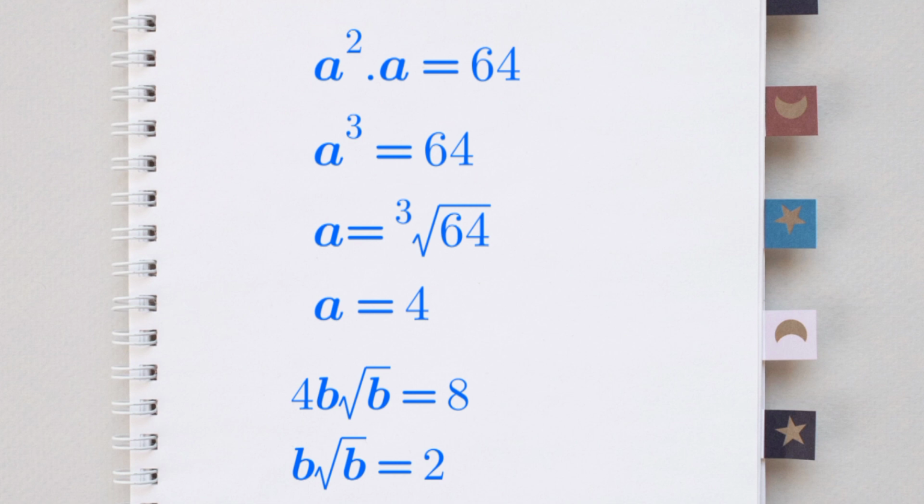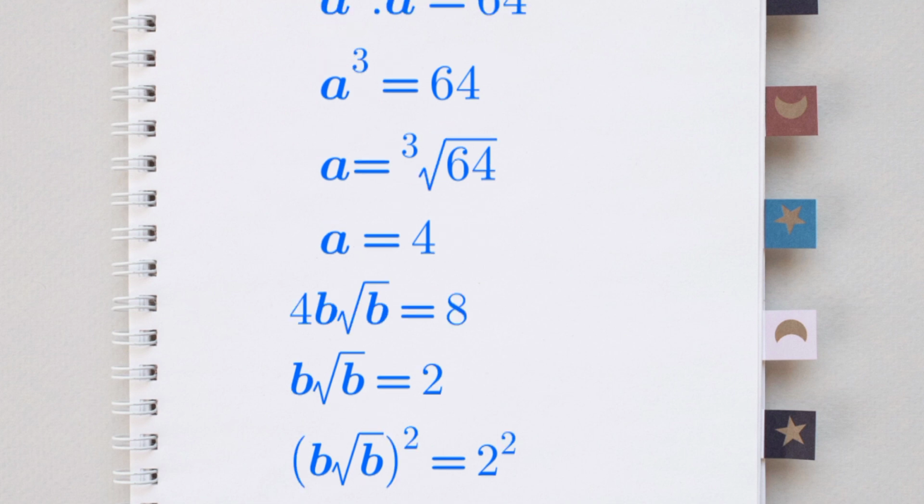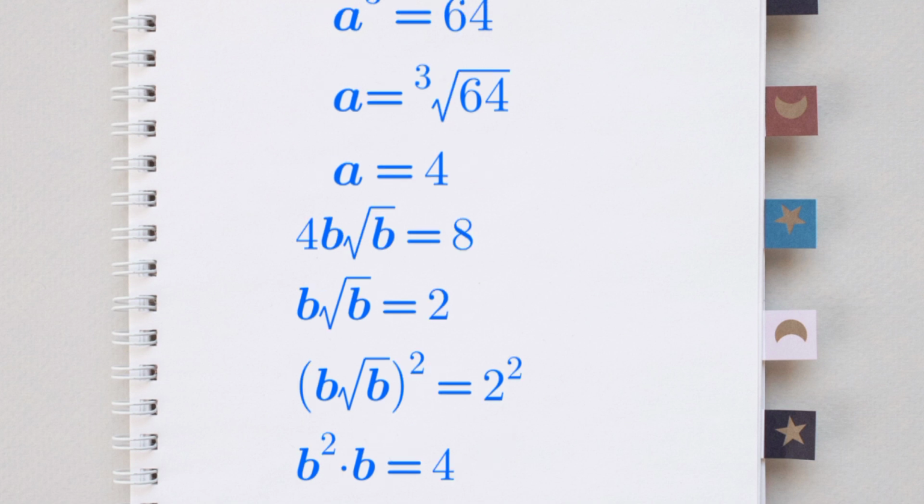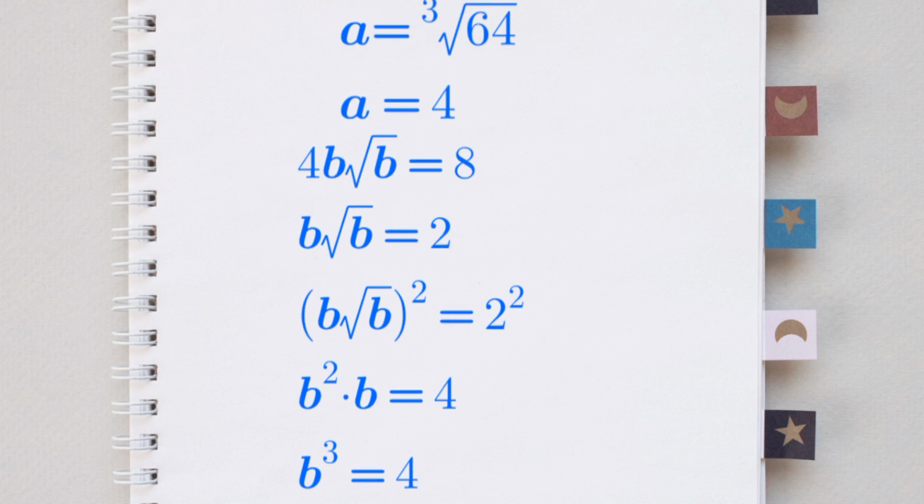Now the next step we're taking again is to square both sides in order to get rid of the square root. So this is going to give us b squared multiplied by b is equal to 4, which is 2 raised to the power of 2. So just like the other one, using the laws of indices, we have b squared multiplied by b is equal to b raised to the power of 3. So we have b³ = 4.